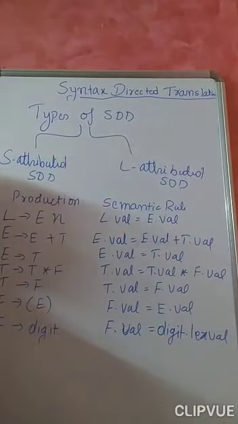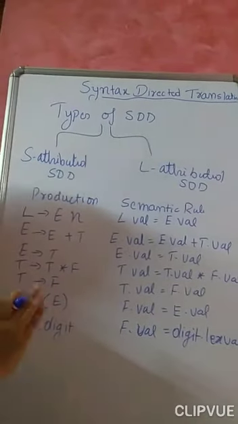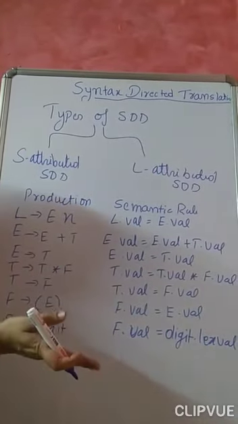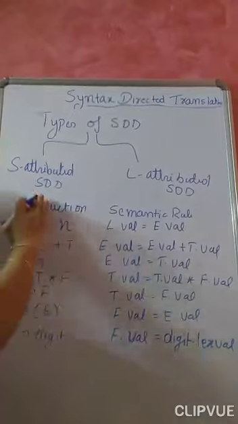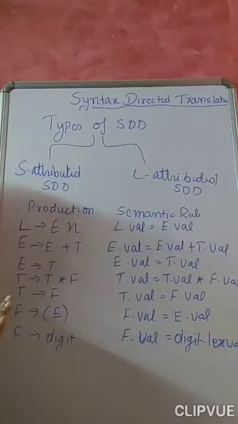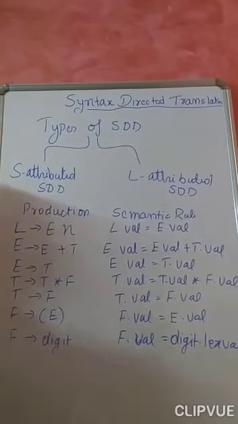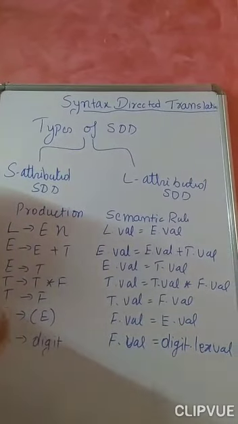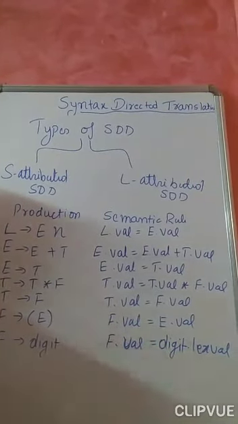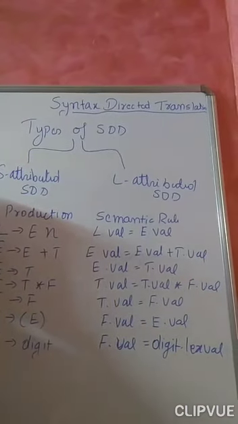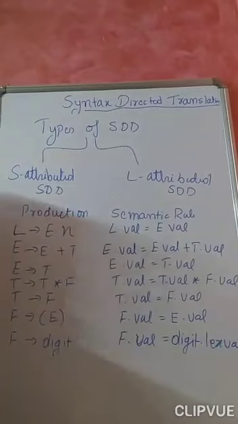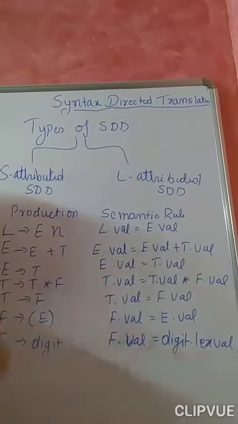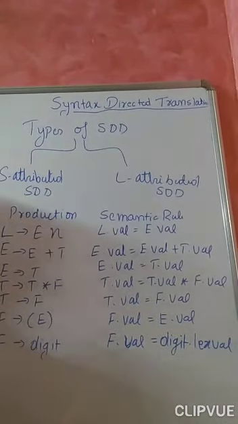Now come to the L attributed SDD. It is a mixed attributed SDD where you will have a combination of both synthesized attributes as well as inherited attributes. So that is the difference between S attributed and L attributed SDD. Got it? S attributed SDD is a grammar, in context free grammar, where the values are associated with the grammar symbols and the rules are associated with each of the productions, and all the attributes of all the grammar symbols are synthesized attributes. So that is an S attributed SDD.